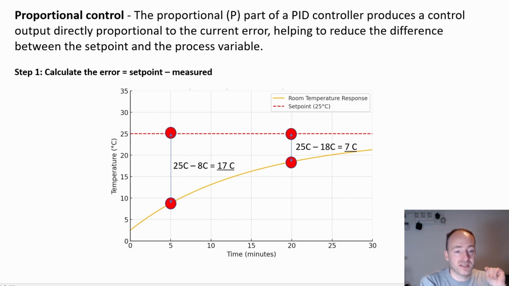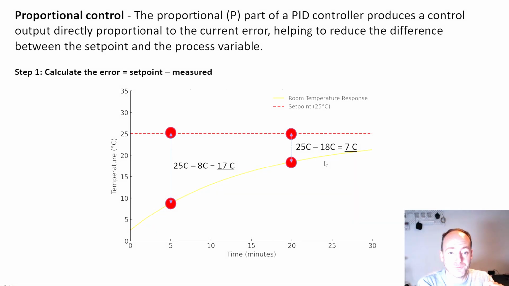What we're going to do is get our microcontroller to measure the current temperature and compare it to the set point, and that's going to generate an error. In this example, the set point's 25. Current temperature in my house is 8 degrees. The error is 17 degrees. A little bit later, my set point's still 25 and my error is now 7C, because the temperature in the room has warmed up and got closer to the set point. So the error, the difference between the two, is lower. That is the first step: calculate the error.